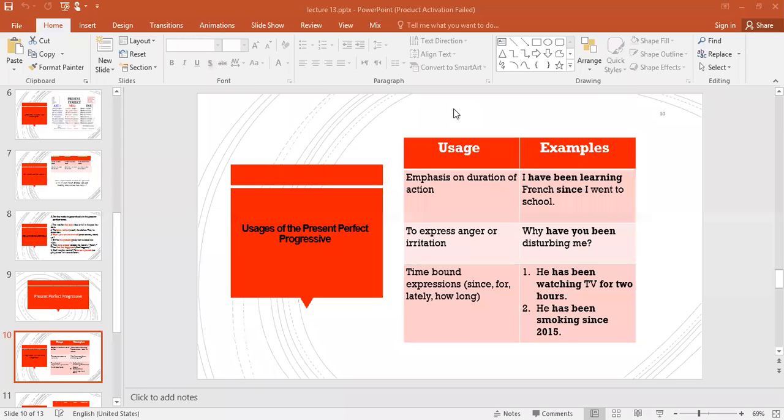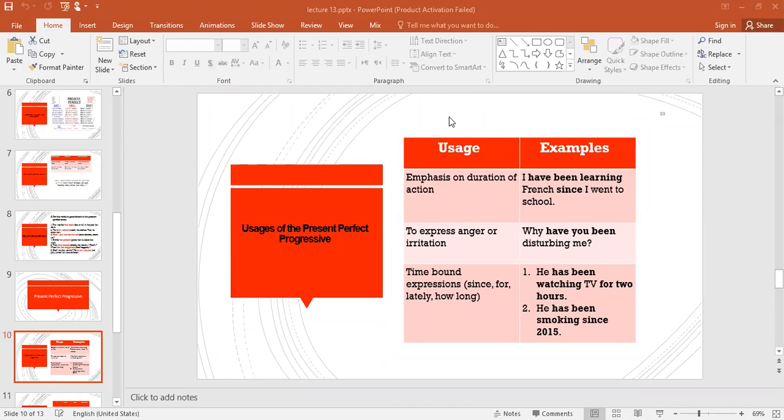Read the example, please. I have been learning French since I went to school. So in this case, as you can see, they are trying to make sure that this person has been learning French since he was at school. So the emphasis is on the duration. They are stressing the duration of the action.